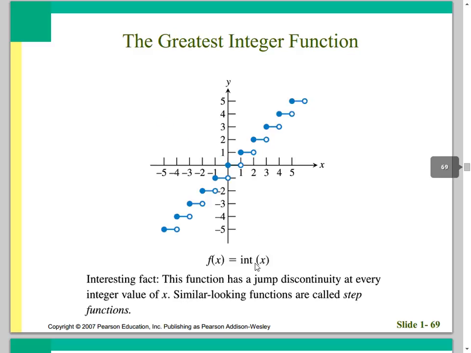Next is the greatest integer function. We call it the greatest integer function. And this function has a jump discontinuity at every integer. We also call it a step function because it looks like steps.